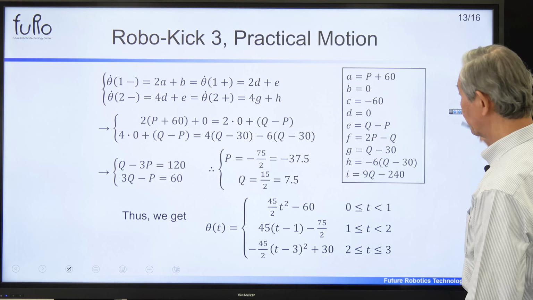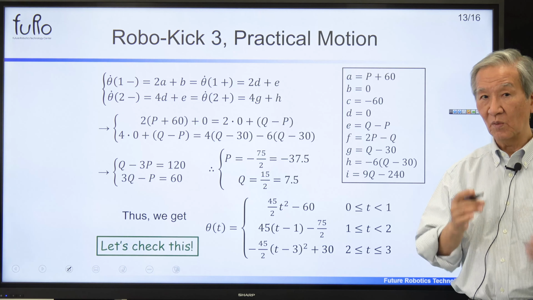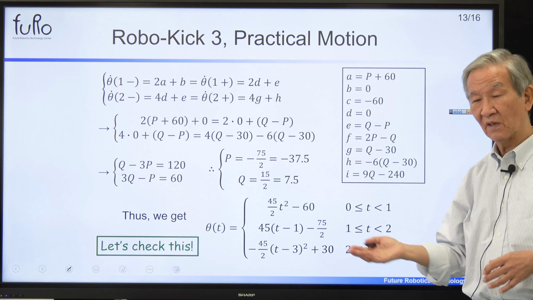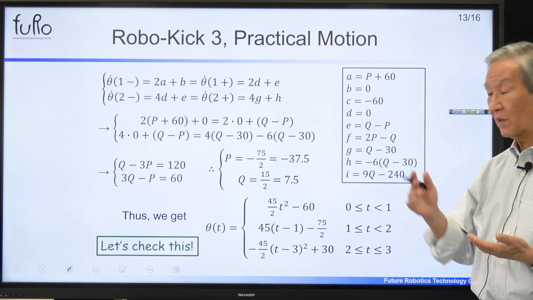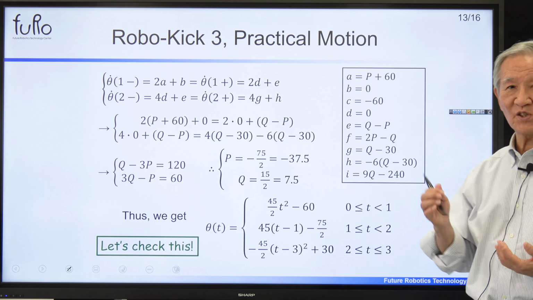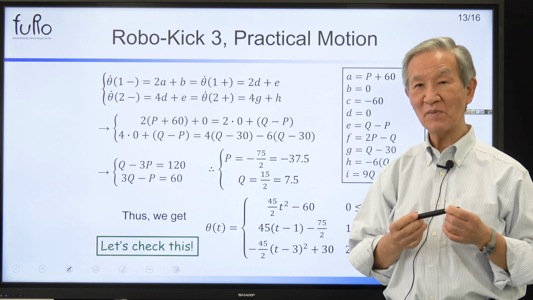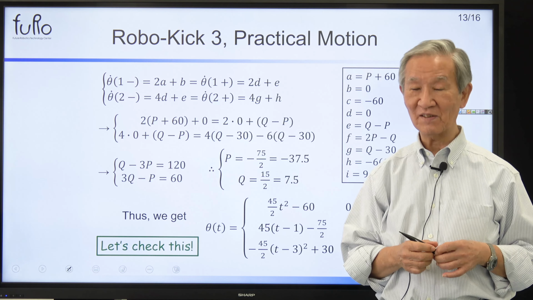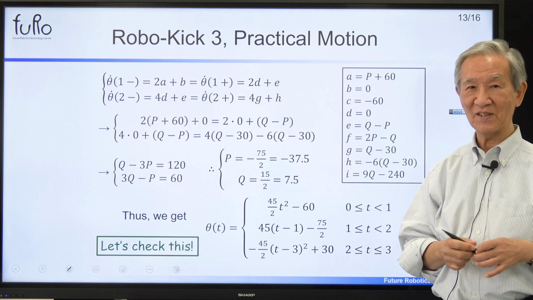So let's check this one here. One thing you should do all the time is that whenever you do this type of derivation, you may make mistakes. I make mistakes. So whenever you get the answer, you should check the answer before you actually move the robot. Because I do remember my students, plural, many students broke robots because they didn't check.